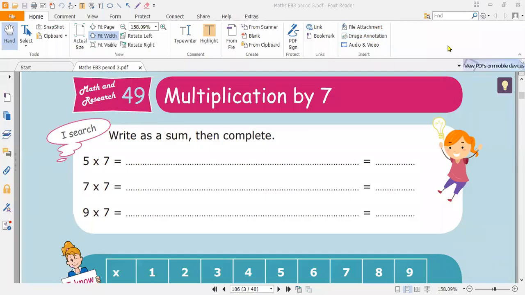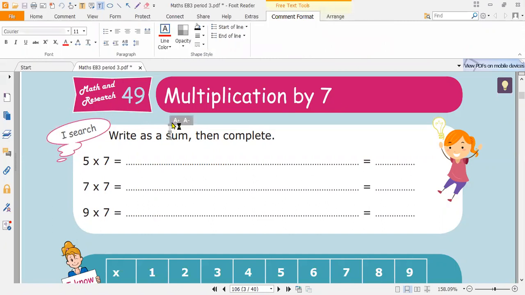Hello, grade 3. Today I'm going to start chapter 49, multiplication by 7. Write out the sum, then complete. Here we have to write the addition form to find the total or the product in a multiplication sentence. The sum means the addition.